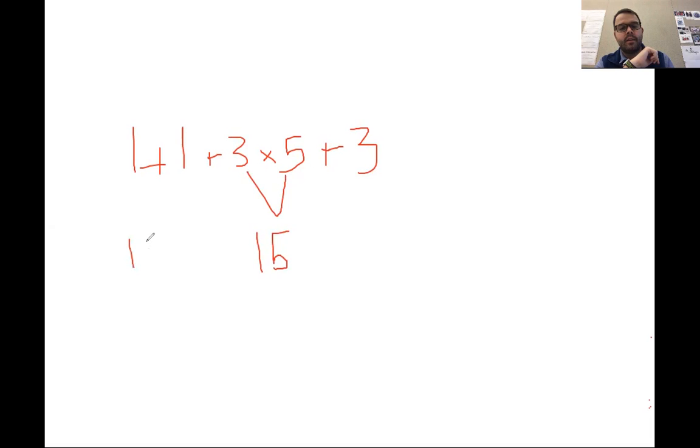Then I have 1 plus 1 plus 15 plus 3. And since I'm adding these numbers, I can just add consecutively. So 1 plus 1 is 2, plus 15 is 17, plus 3 is 20.